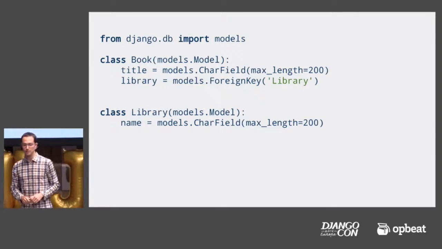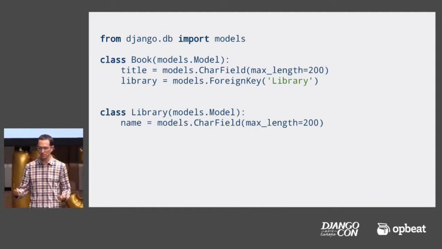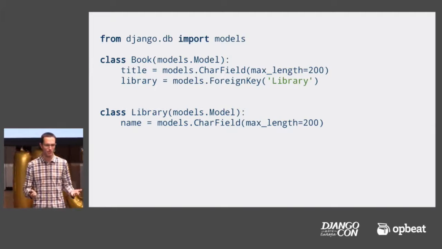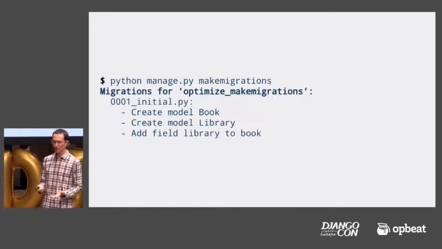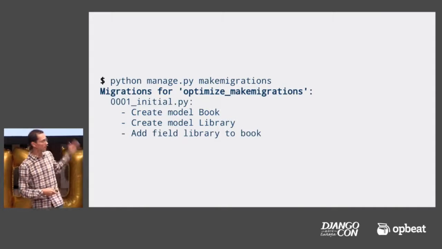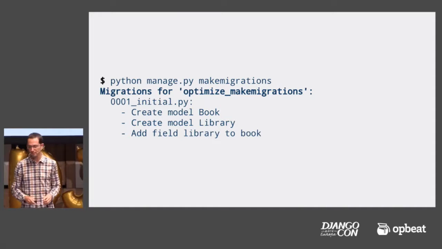Let's take this example. You have a book model and a library. The library has, well, a name, and the book refers to a particular library, because a book can only exist in one library. I haven't seen a book coexisting in two places. So when you run makemigrations, Django outputs these three things, or outputs this text to the command line.